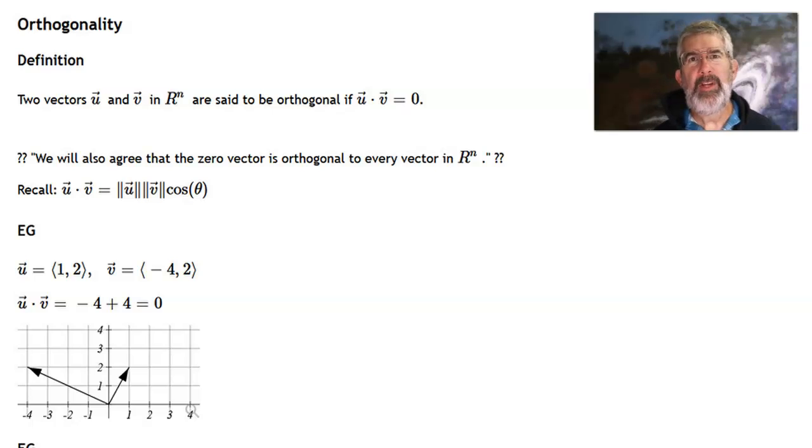In this video, I want to take a look at the definition of orthogonal. Let's jump right in here. Two vectors, u and v, in Rn are said to be orthogonal if their dot product is equal to 0.